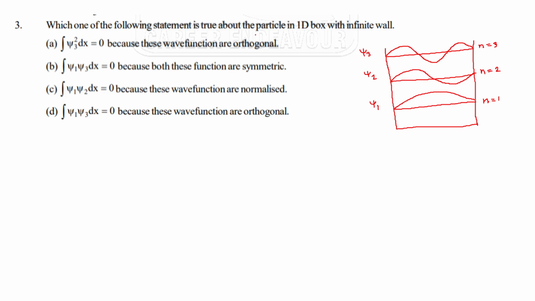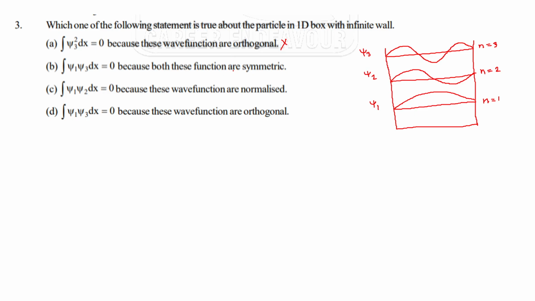What do you think? See, psi 3 square means psi 3 star dot psi 3 here, obviously. That is actually a normalization condition. That is not an orthogonality condition. Actually, first of all, the statement is wrong because the integral of psi 3 square dx should have been 1, not 0. So that is not a correct statement. So obviously, that is not correct.